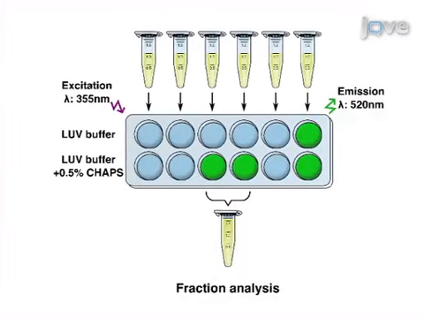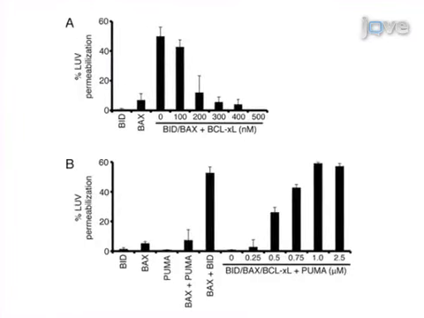The final step is to analyze the LUVs for a detergent-induced increase in fluorescence. Ultimately, the LUV model system is employed to evaluate the function and regulation of membrane permeabilizing proteins like recombinant BCL-2 proteins.